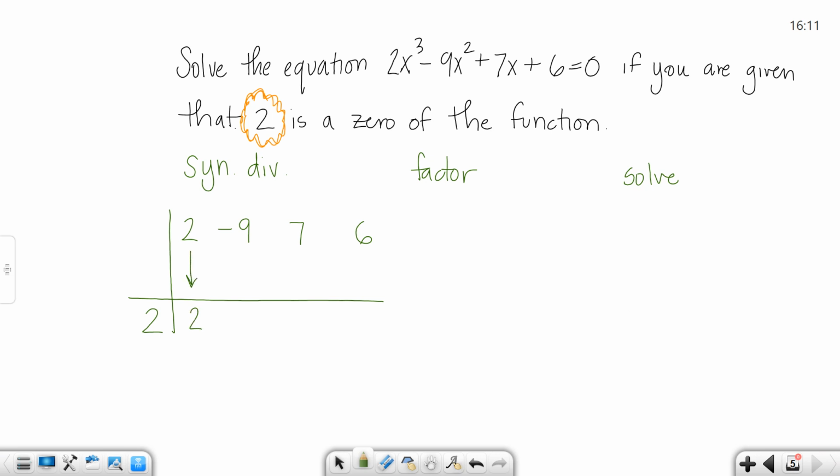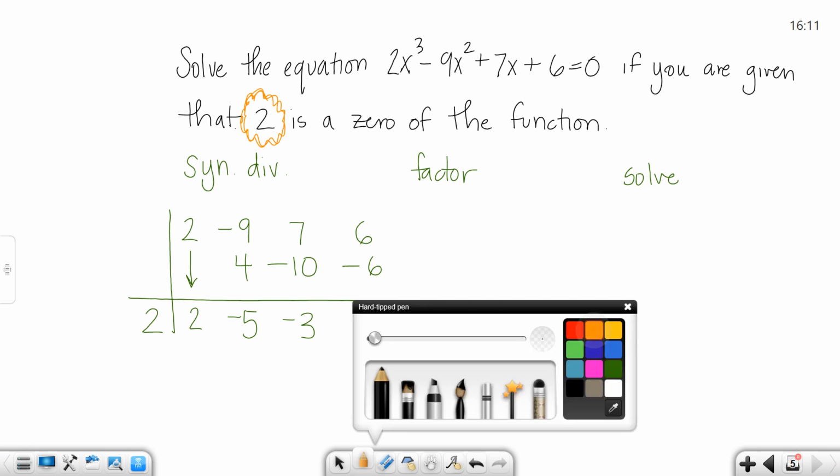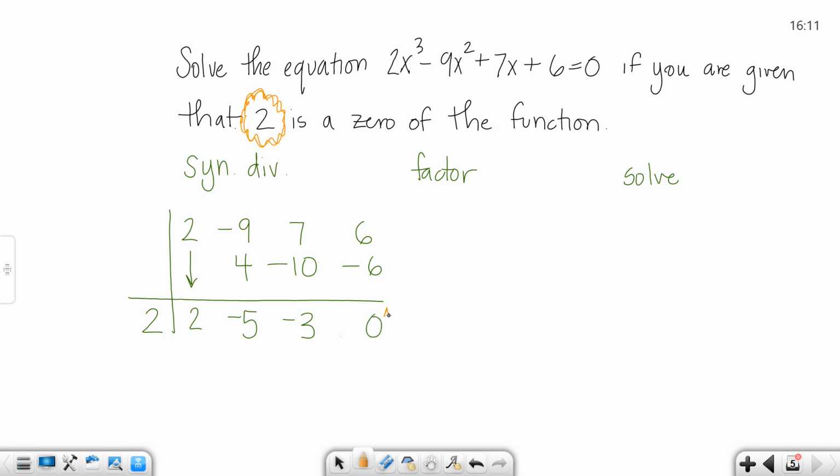Bring down the 2. 2 times 2 is 4. Add those up. 2 times negative 5 is a negative 10. Add those up. And 2 times negative 3 is a negative 6. Add those up. Now you had to get a 0 here for this problem because it tells you 2 is a 0. So since 2 is a 0, that means you're going to get a 0 in the remainder's place.